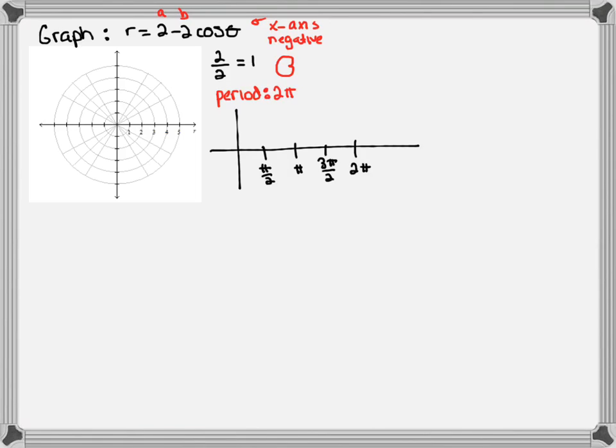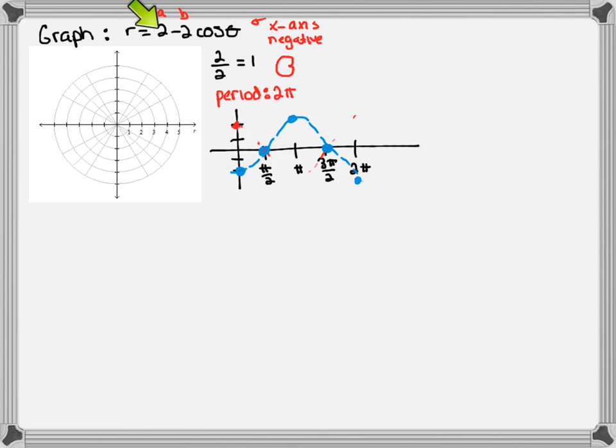Okay, our magnitude is 2 and it's cosine, so it's going to make a U, but because it's negative, that means everything gets reversed. So instead of it being at 2, it's going to be at negative 2. It's still going to be at 0, but instead of being at negative 2, it is now at 2. Still going to be at 0, and instead of being at 2, it's going to be at negative 2. So I end up with this graph.